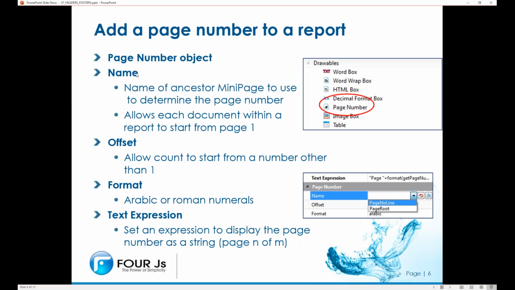Yeah, so really the name is the name of the ancestor mini page to use to determine the page number. And you're doing this, you could set it up so that things get to restart at page 1 within the process of your report. Like let's say every time a new order came along, you wanted the page number to restart at 1 for that new order. You could set that up by using that name property.